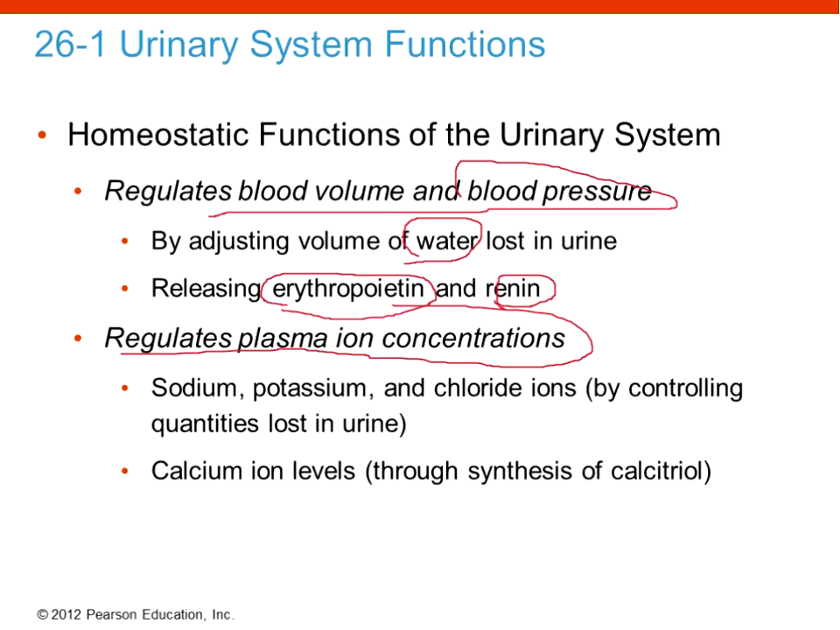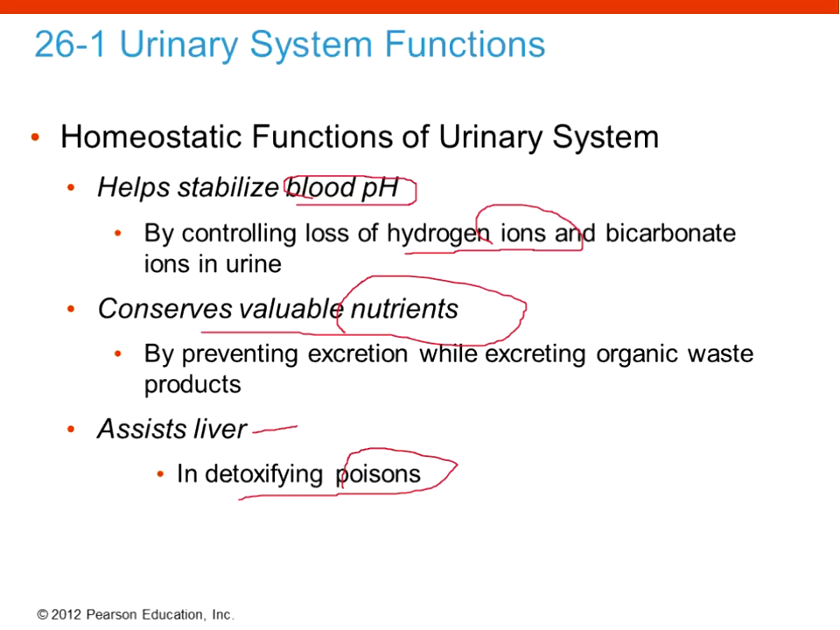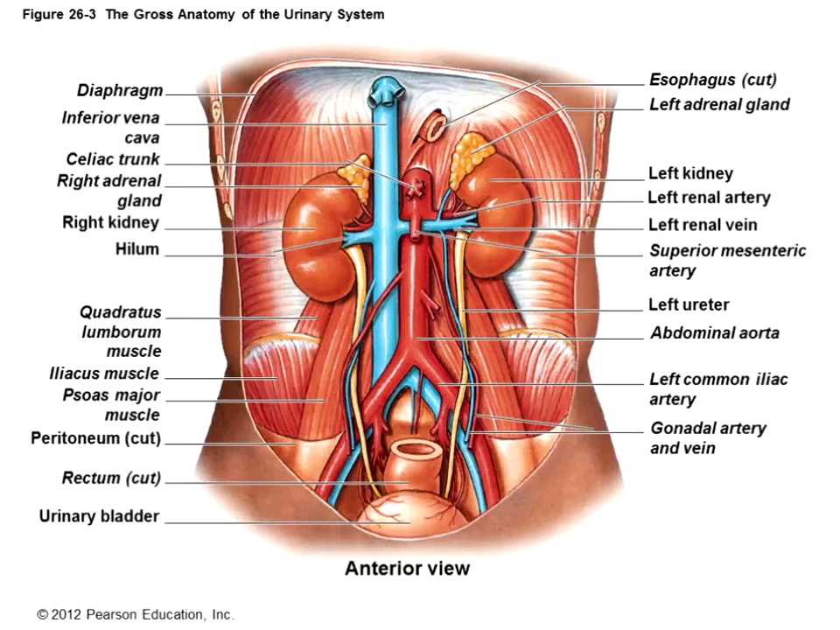So anyway, it can regulate plasma ion concentrations by controlling what's lost in the urine. Other things help stabilize blood pH. Again, this ionic composition of hydrogen and bicarbonate ions can help impact blood pH, and blood pH needs to maintain a certain level, as we talked about with the blood, way back in the first chapter of the semester. Conserve nutrients, right? So it can hold on to things that are very useful, and also assist the liver in filtering and detoxifying, getting rid of excess potentially toxic components from our blood.